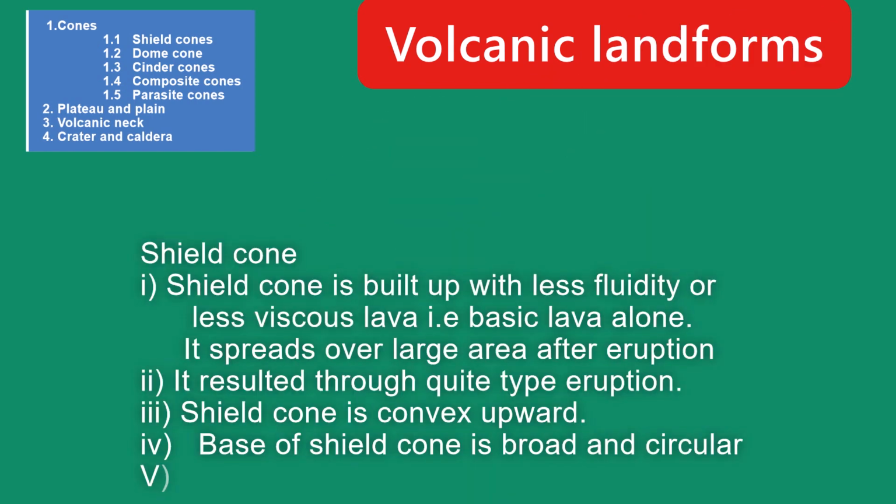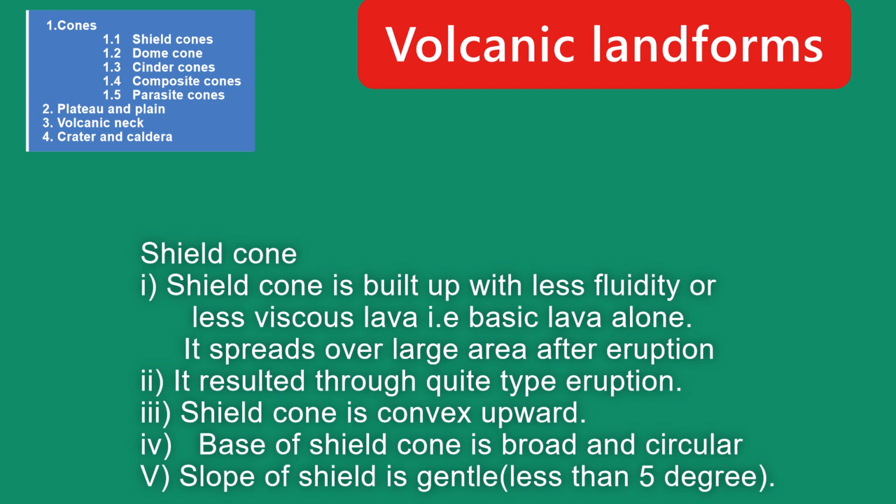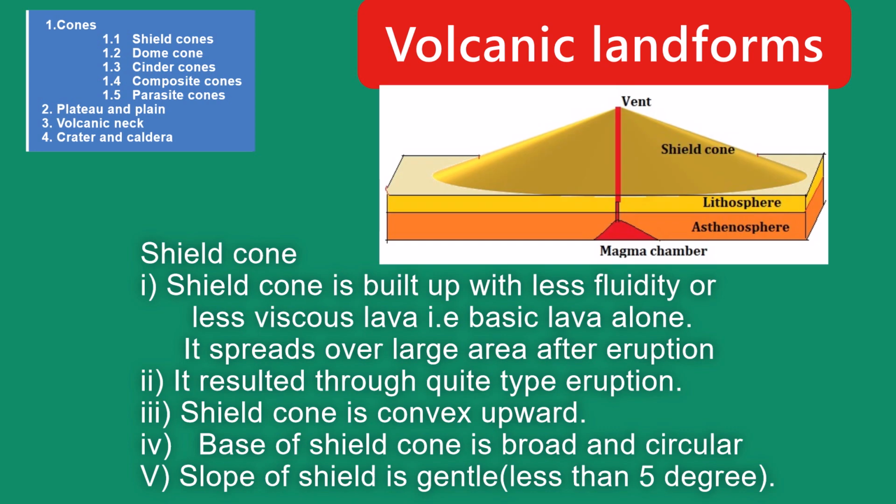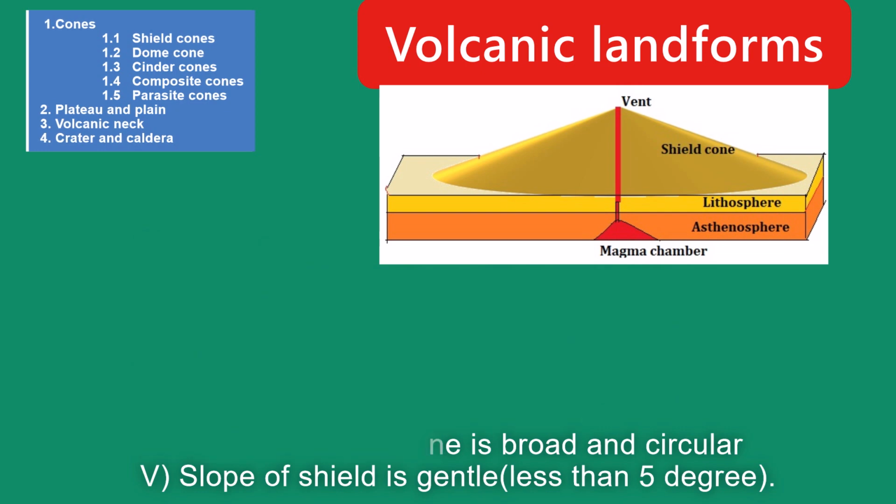Shield cone. 1. Shield cone is built up with less viscous lava, i.e. basic lava alone. It spreads over a large area after eruption. 2. It results from quiet type eruption. 3. Shield cone is convex upward. 4. Base of shield cone is broad and circular. 5. Slope of shield cone is gentle, less than 5 degrees.